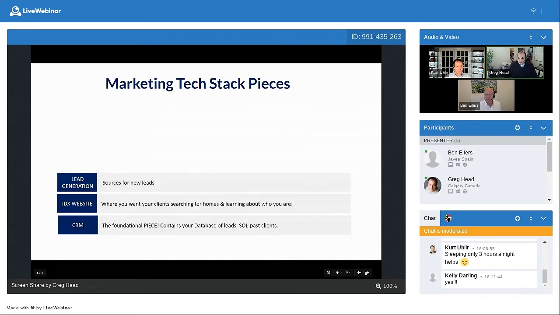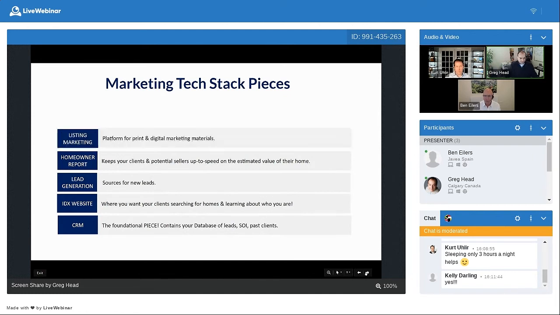Next piece is lead generation. Where are you generating leads? How are you generating leads? We'll talk more about that soon. Homeowner reports. This is often overlooked. But what's keeping your potential sellers or your past clients up to date on what the market's doing around their home? They don't care about the market. They care about my home and what's going on next door or in my neighborhood. So that's an important piece.